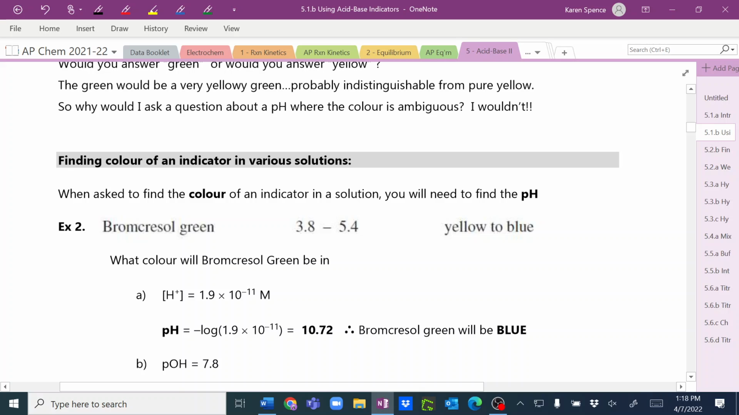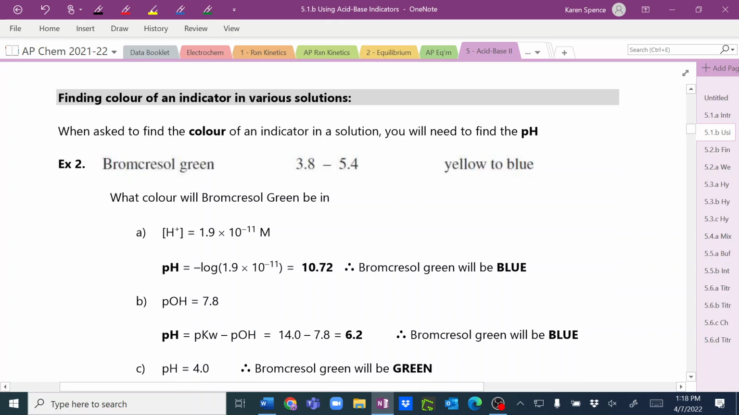When you are asked to find the color of an indicator in a solution, you will need to find the pH. So if we say, what color will bromcresol green be in a given hydrogen ion concentration? Well, you would have to find your pH by taking the negative log of the hydrogen ion concentration, and you look at that and you say, oh, look, 10.72 would be over in the blue region. Yes?